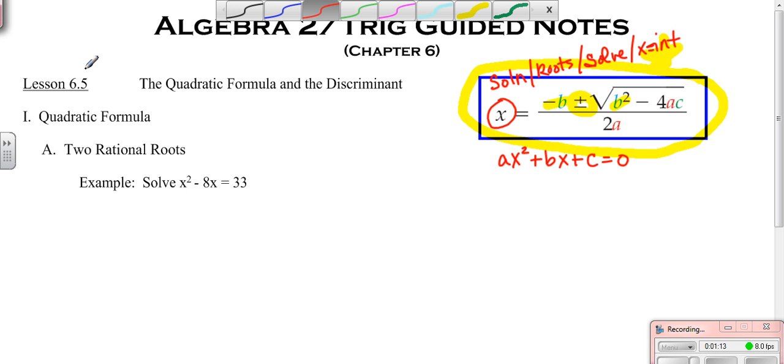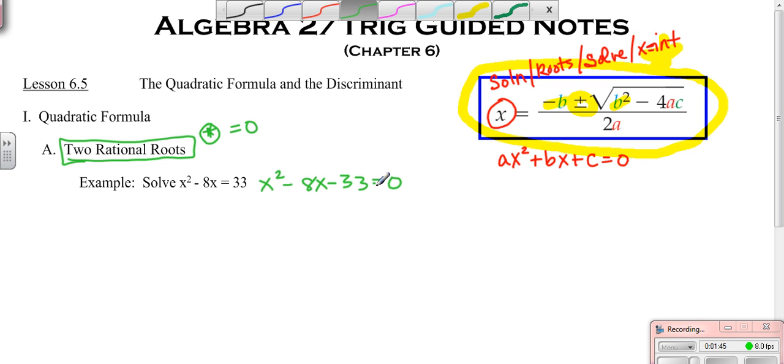So if we are talking about two rational roots, it's possible, just like when we were solving, that we could get two rational roots. Number one, we always have to have our equation equal to 0, just like when we are factoring. So the first thing I'm going to do is subtract 33 from both sides. So I have x squared minus 8x minus 33 is equal to 0.